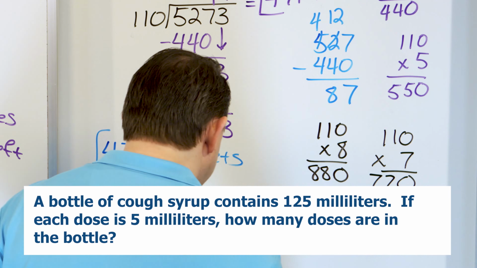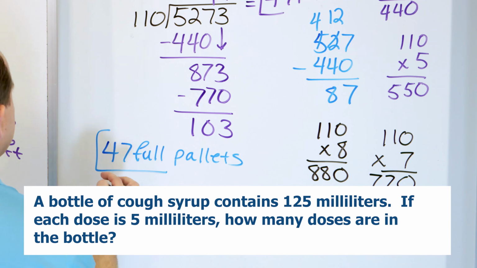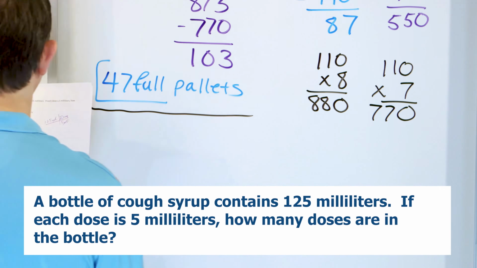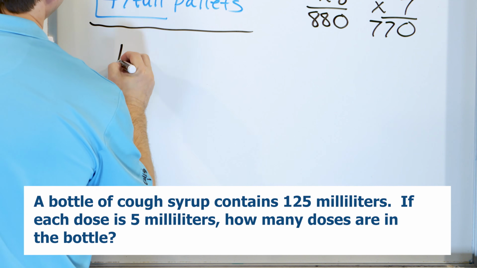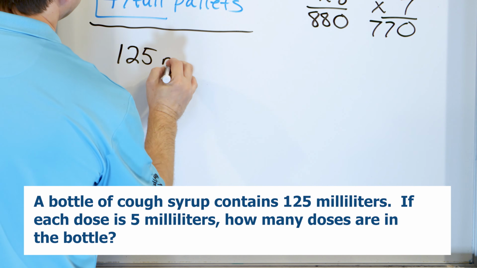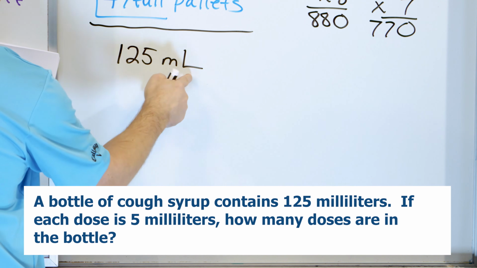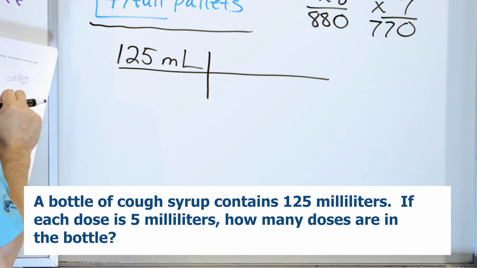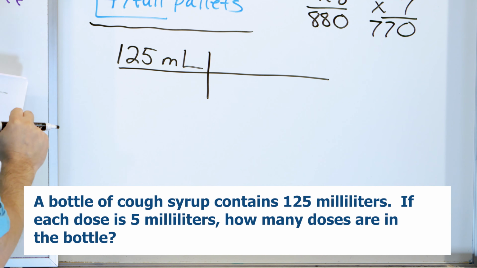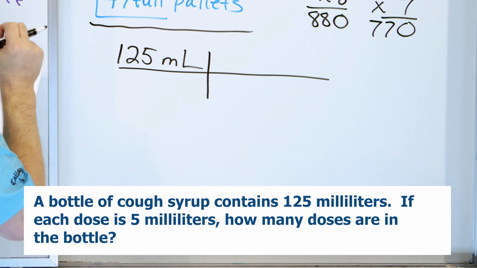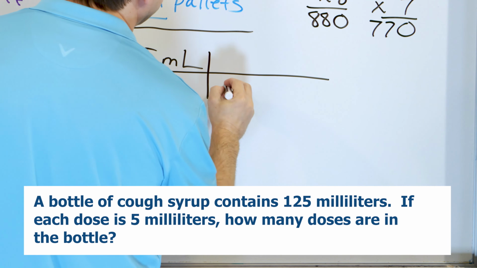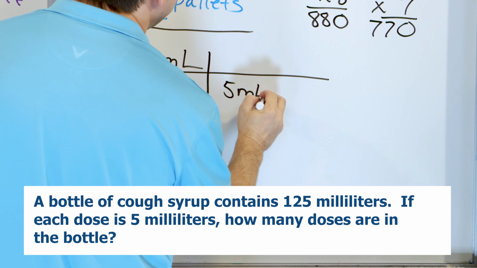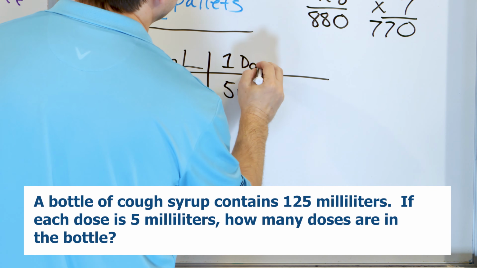But if you're not sure, and it's totally okay to not be sure, then let's write down the units. We know that this bottle has 125 milliliters of liquid in it. ml means milliliters. That's the volume. Okay, we know that each dose is 5 milliliters. The one other way to say that is 5 milliliters per dose. We have to write it like this: 5 milliliters for every 1 dose.